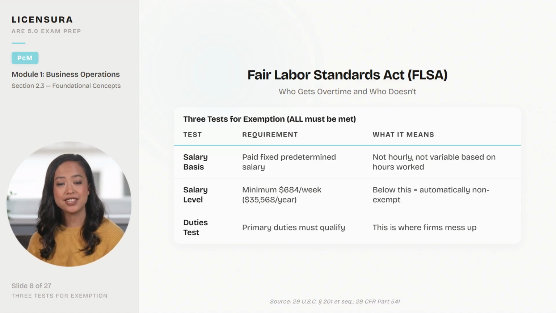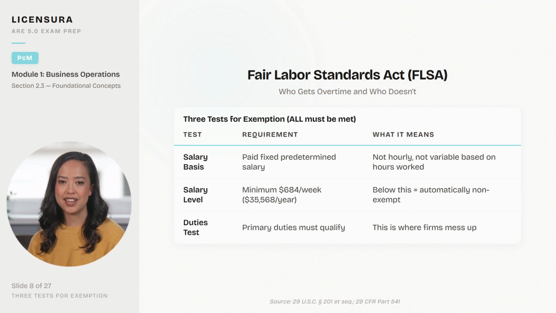First, the salary basis test. The employee has to receive a fixed, predetermined salary, not hourly pay that goes up and down. Second, the salary level test. They need to earn at least $684 per week, which works out to $35,568 per year. Fall below that threshold, and they're automatically non-exempt, no matter what their job looks like. And third, the duties test. Their primary duties have to qualify under a specific exemption category. This last one is where most firms trip up.